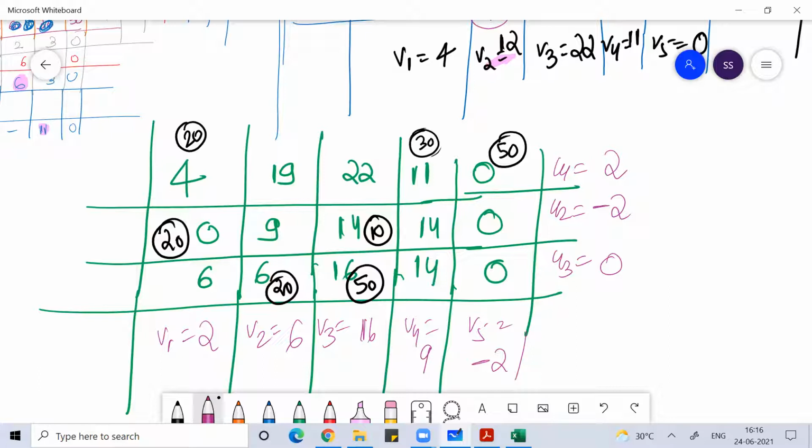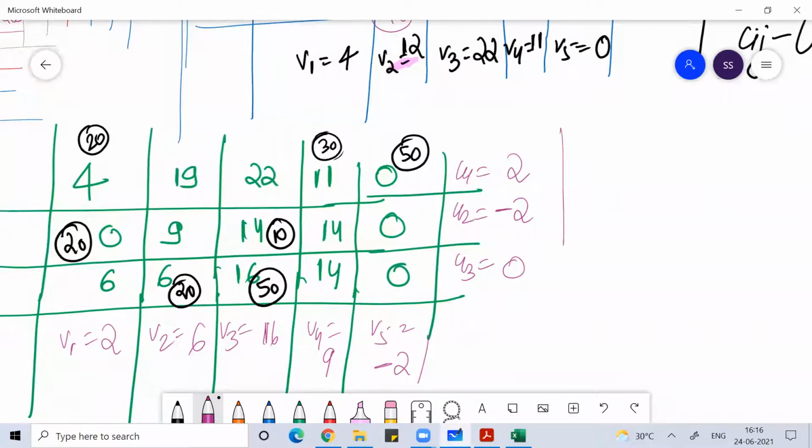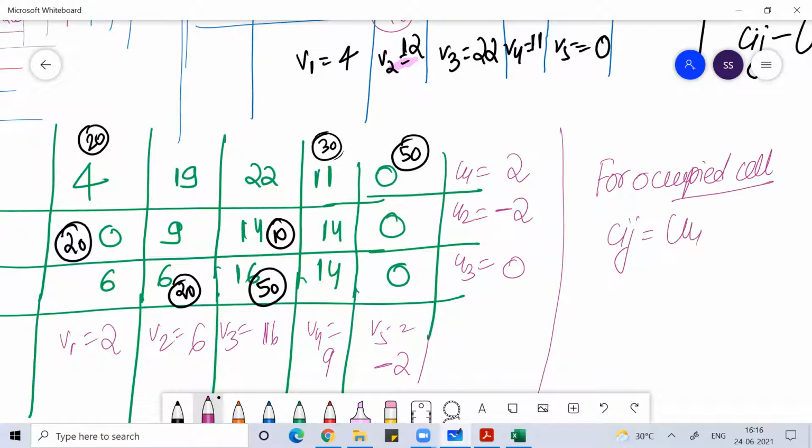So what we did, now we fully focus on occupied cell. And again, I'm telling you, for focusing on occupied cell, we use the formula for occupied cell. The formula for occupied cell is Cij is equal to Ui plus Vj. So now one by one, I'll focus on unoccupied cell.